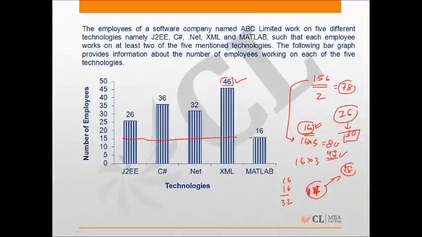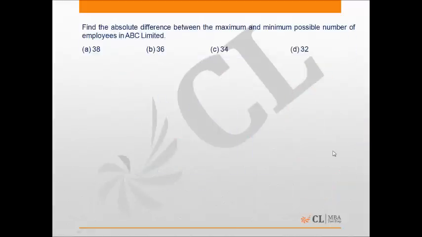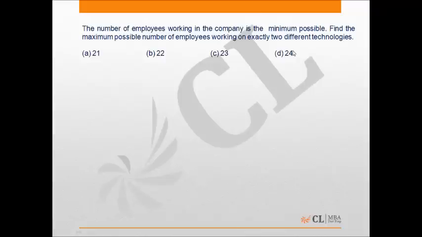So the minimum number of employees in the company is 46, hence the required difference is 78 minus 46, which is 32. Therefore, option D is the correct answer. Let's move to the next question.